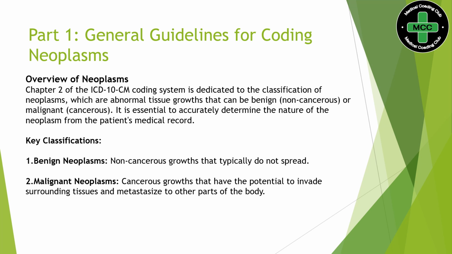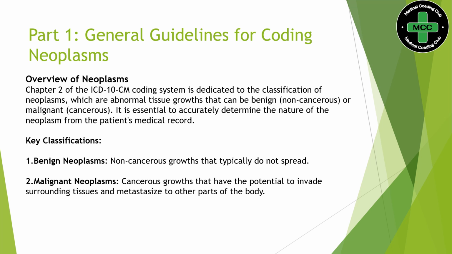Firstly, let's understand general guidelines for coding neoplasm. As we know, Chapter 2 of the ICD-10-CM coding system is dedicated to the classification of neoplasm. So we have a separate chapter for neoplasm, that is Chapter 2. And what is a neoplasm? Neoplasms are abnormal tissue growth that can be benign, that is non-cancerous, or malignant, which is cancerous. It is essential to accurately determine the nature of the neoplasm from the patient medical record. As medical coders, we first have to find out what the provided documentation says, whether they are talking about benign neoplasm, malignant, or metastatic. Based on that, we have to code it accordingly.